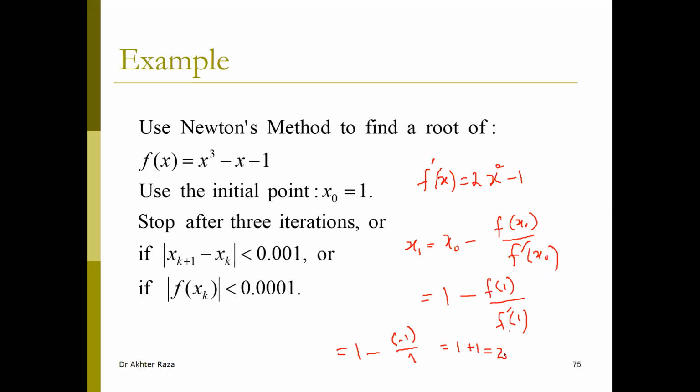If it is 2, then we have to calculate the next iteration. The next iteration can be calculated as 2 minus f of 2 divided by f dash 2. So in the same way, you have to proceed for the rest of the iterations and calculate the error at each level. So I am just demonstrating this in Excel.